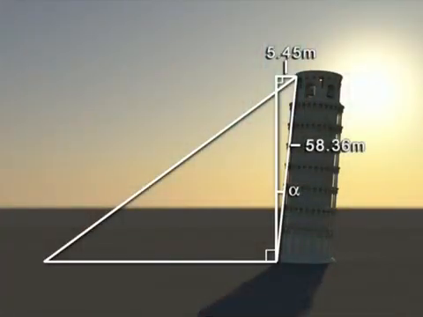But again, here's our picture. We've got our angle alpha that I've labeled that we're trying to find. And we know that the tower is 58.36 meters high, but it has that lean of 5.45 meters. Can we find the angle alpha? Well, this problem actually is fairly simple, isn't it? We don't have to use that fancy law of sines for it. We can actually find that angle by the simple definition of the trig function.